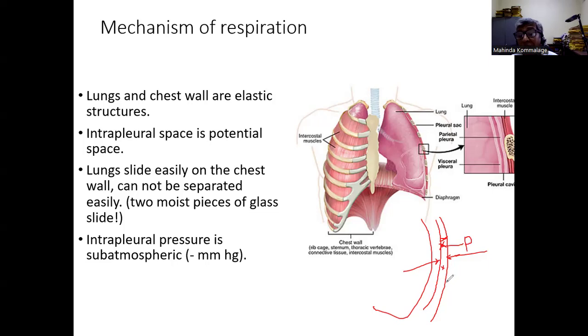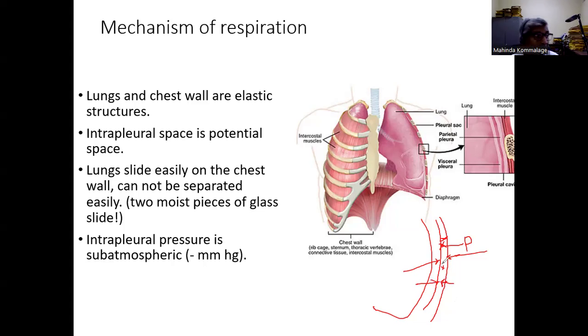And these two layers attach to each other and can contain some fluid layer in between. So there's a fluid layer and they are attached to each other, but they can move on each other, but they cannot separate. Remember, they cannot move apart, but they can move on each other, right? So probably you can understand it like two glass slides with a thin water layer, very difficult to separate, but they can move on each other. So the pleural space is also similar.